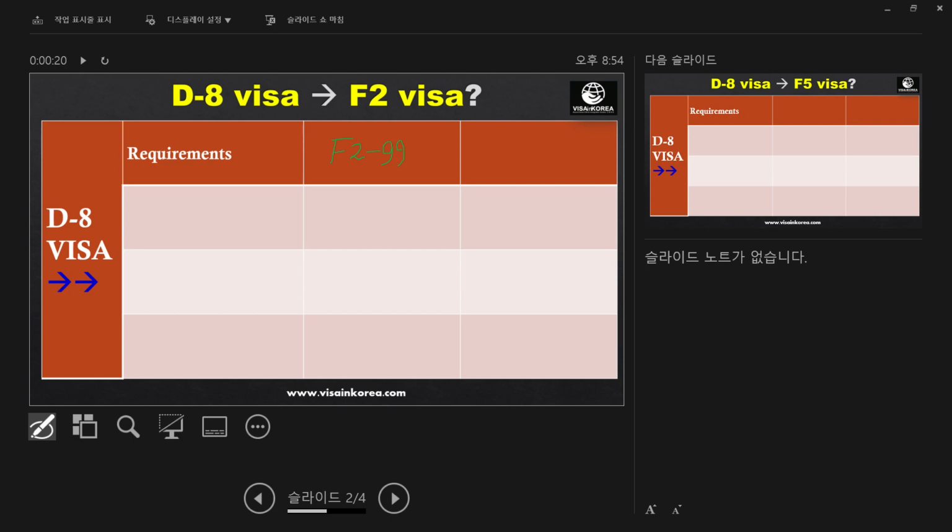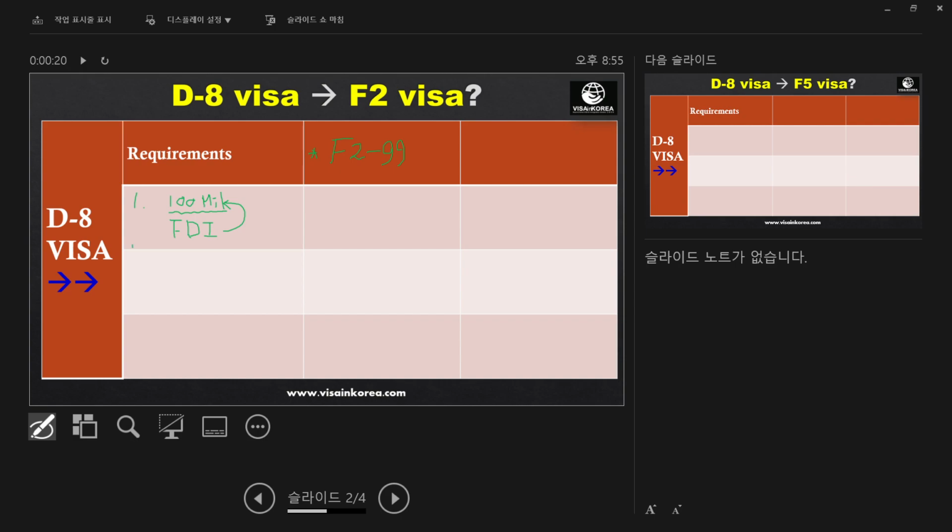The F2-99 visa. So what is the requirement for that? The first one is the investment amount. The investment amount shall be over 100 million won. Five years ago, when somebody applied for the corporate investment visa through foreign direct investment, they needed a 50 million won investment. But if you want to change to the F2-99 visa, you have to increase your investment from 50 million won to 100 million won. This is the first condition. You need to check whether you invested the 100 million or not.